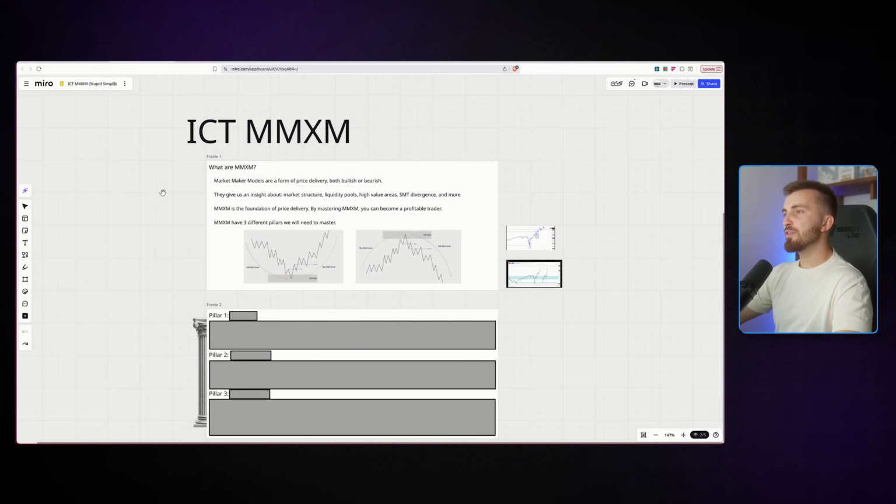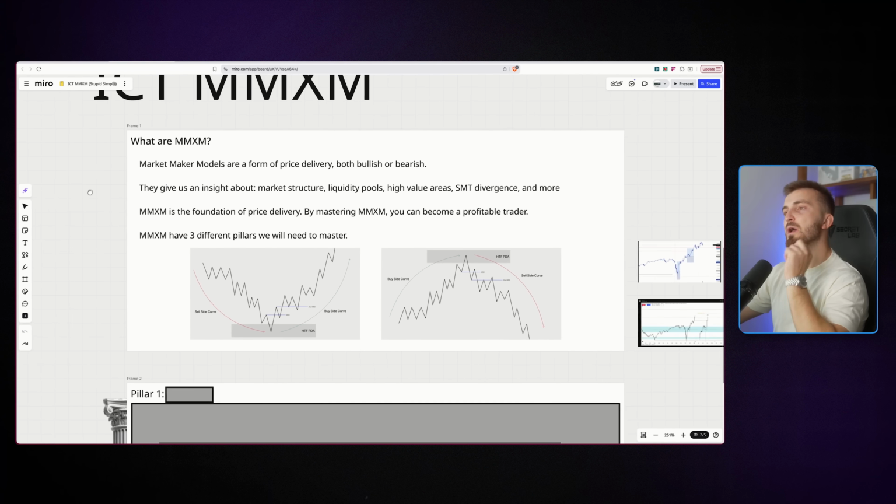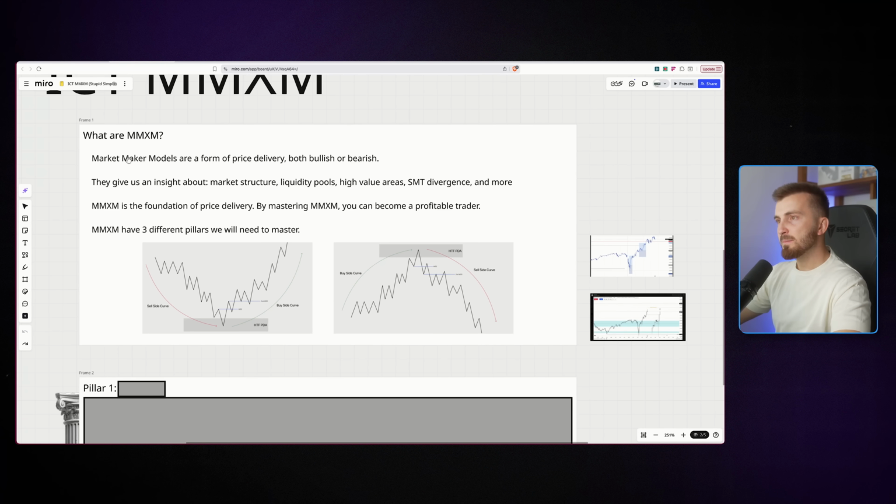So let's start off with the most obvious question, which is, what are market maker models? Market maker models are a form of price delivery, both bullish or bearish. They give us an insight about market structure, liquidity pools, high value areas, SMT, and more. Market maker models are the foundation of price delivery. By mastering market maker models, you can become a profitable trader. And market maker models, as I said before, have 3 different pillars of what we will need to master.